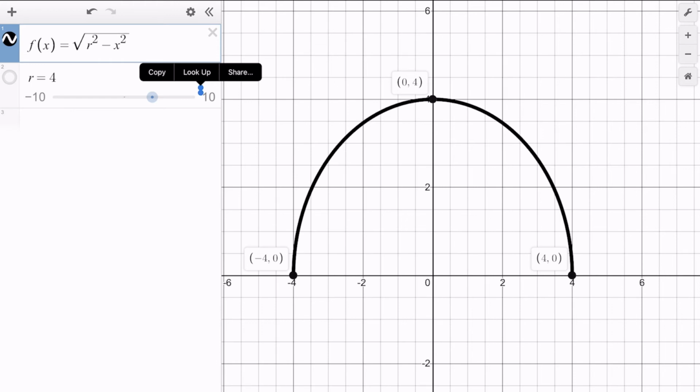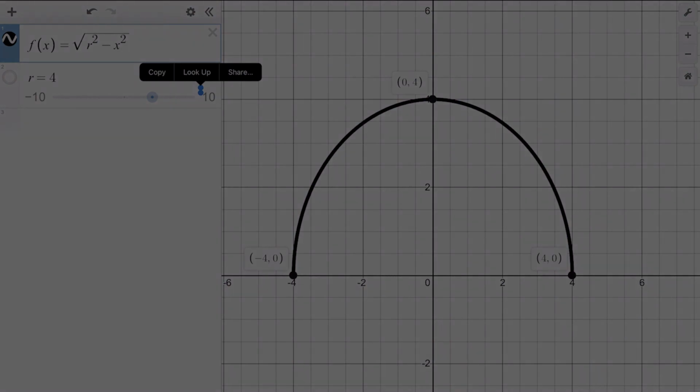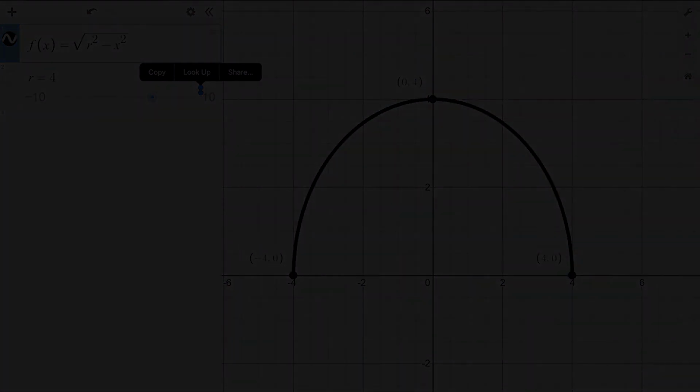There is an axis of symmetry here. Obviously, semicircles are symmetrical along any diameter, but if we look here, right down the middle on the y-axis, we have a symmetry on the left and right hand side.